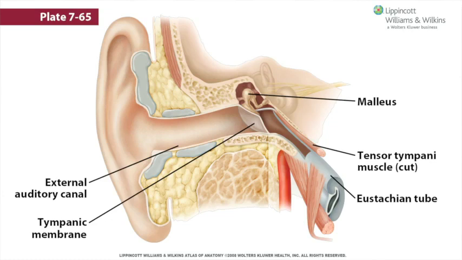When the muscle contracts, it pulls the handle medially, which tenses the tympanic membrane, hence the name tensor tympani. When the membrane is tensed, it can't move as freely, which limits movement of the ossicles. Thus, the transmission of high-intensity sound waves traveling through the external acoustic meatus and impacting the tympanic membrane is suppressed by the action of the tensor tympani. The tensor tympani is innervated by the mandibular division of the trigeminal nerve.